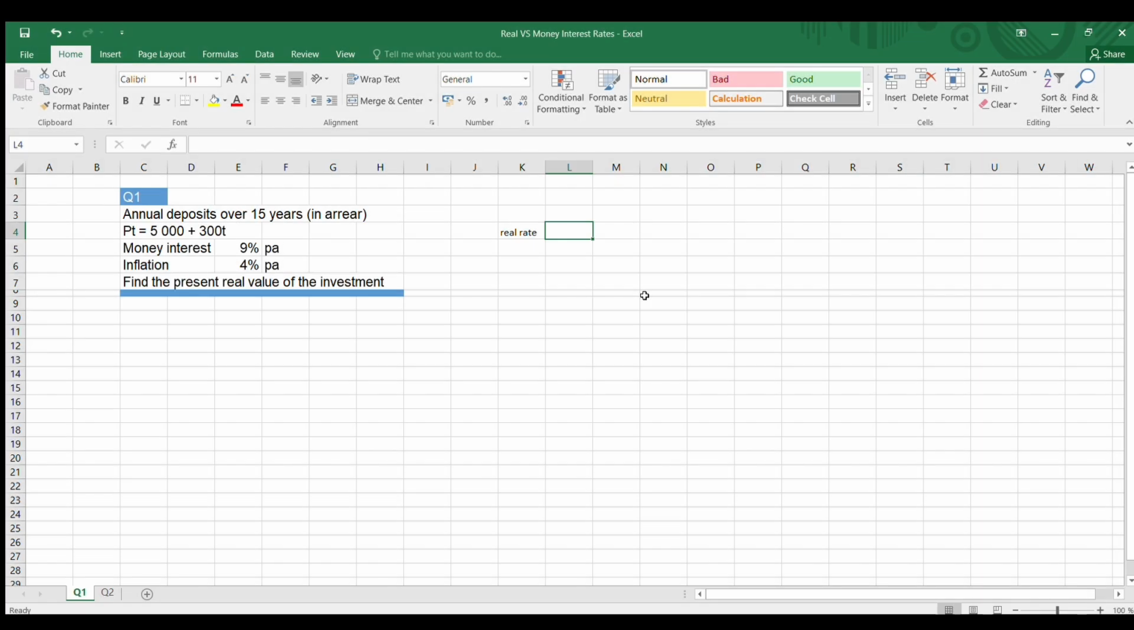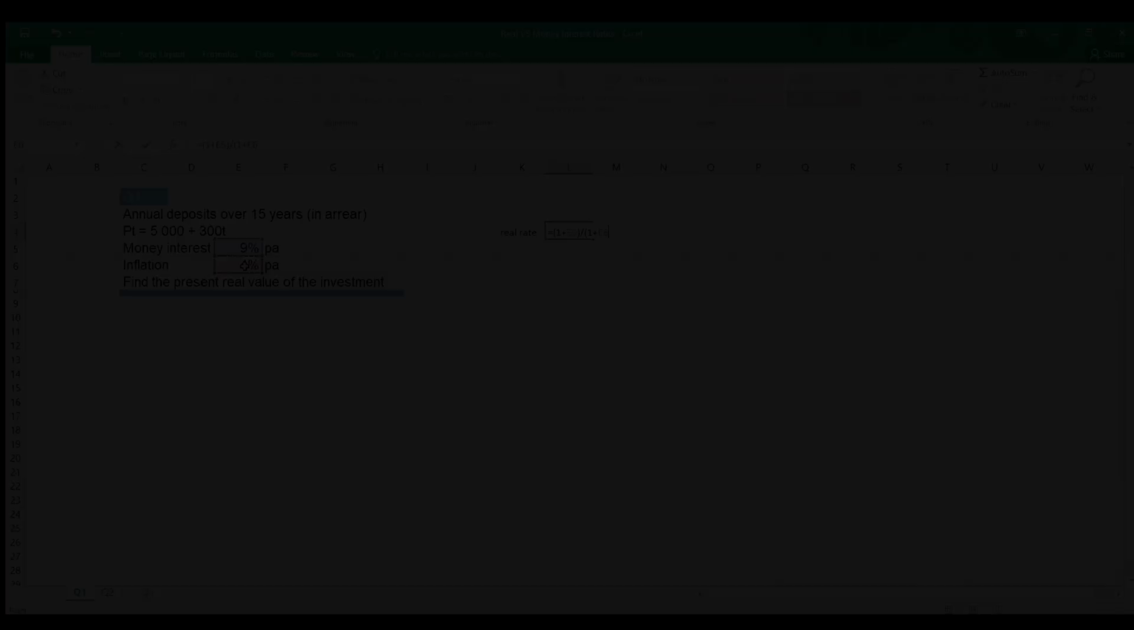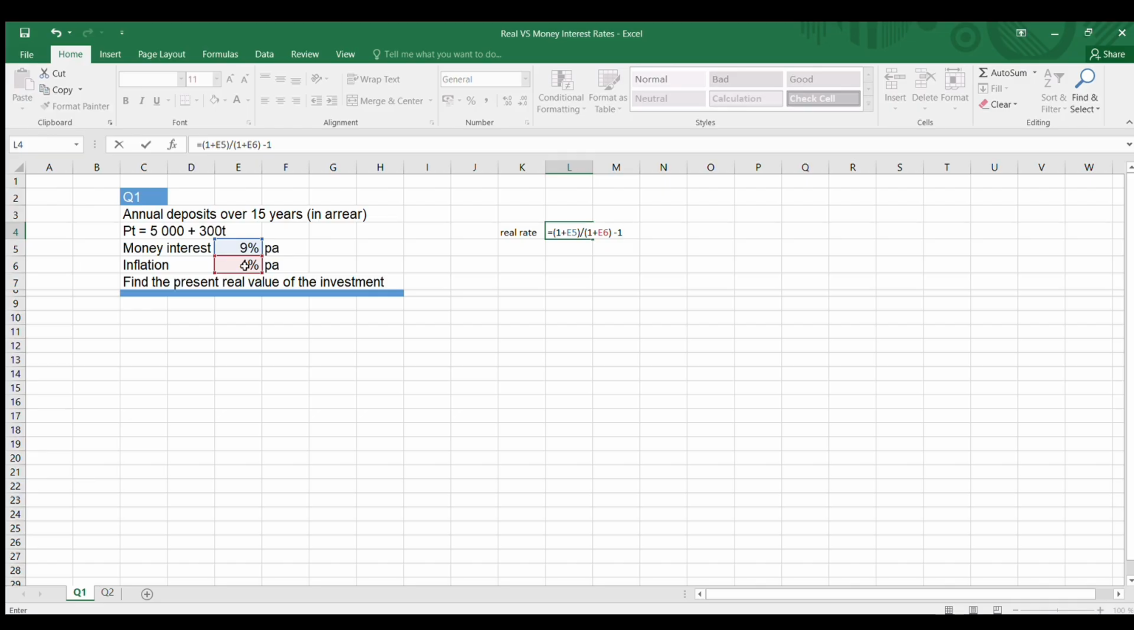In order for us to find the present real value of the investment, we need the real interest rate. And in order to calculate that, we simply use the formula 1 plus i, where i is our money interest rate, divided by 1 plus inflation, and then we subtract 1. And we get a real interest rate of approximately 4.808%. That is our real interest rate.